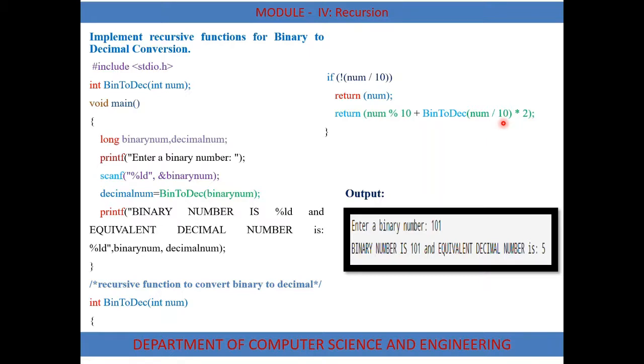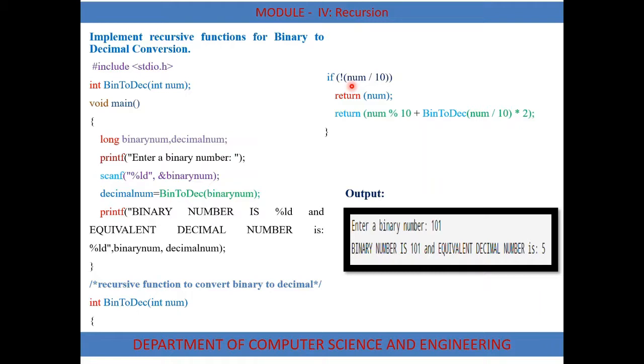101 modulus 10 is 1. Now binary to decimal of 101 divided by 10. 101 divided by 10 is 10. So now again we need to call the function. This is a recursive function. So what we are getting here is return of 1 plus binary to decimal of 10 into 2. Now again for the function binary to decimal, we need to pass the value num, that is 10. 10 is passed to the binary to decimal function.